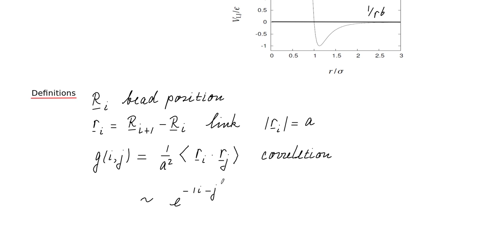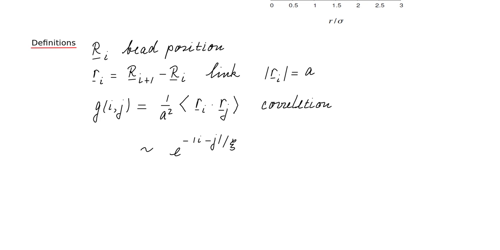absolute value of i minus j divided by some correlation length xi, measured in units of the chain. In fact, we have included here a 1 over a squared in order to have something which does not depend on the length. It has no dimension, so this is just the cosine of the angle between link i and link j. The expectation value here denotes an average over all the possible configurations of the chain. Provided we have a low temperature, we weigh very strongly the low energy configurations. If it's high temperature, then all the configurations are weighed equally.